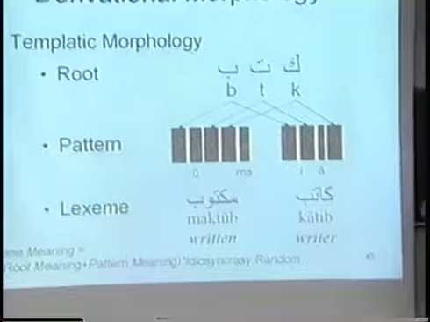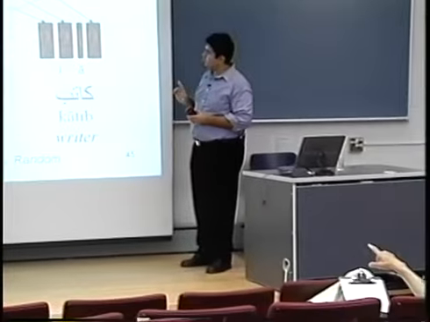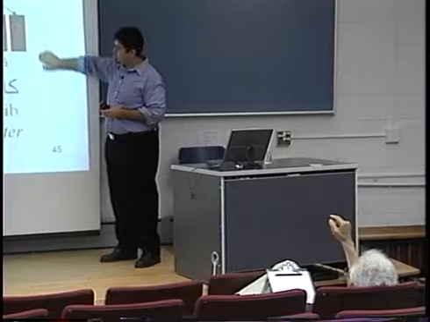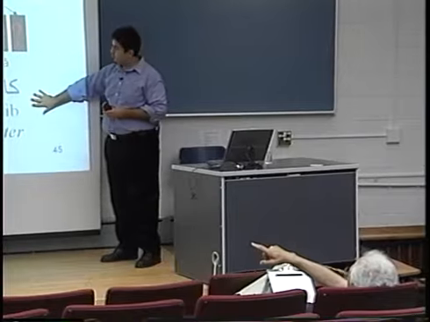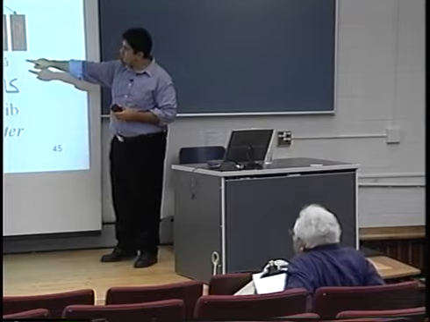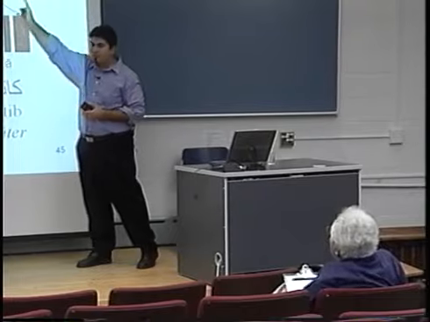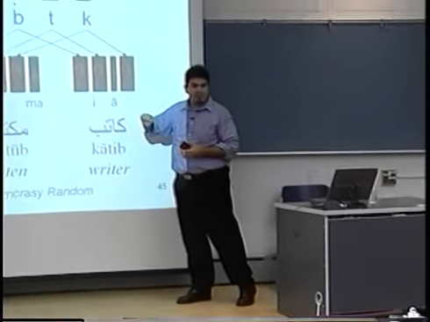KTB has two realizations, is it? No, this is the root. This is the pattern. This is the actual lemma. What's the pattern on the left? The pattern on the left is... same root. It's the same root, but it's a different pattern, right?